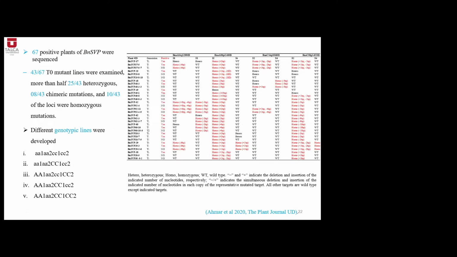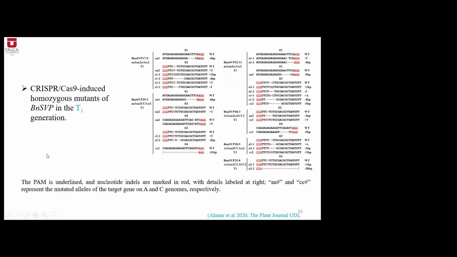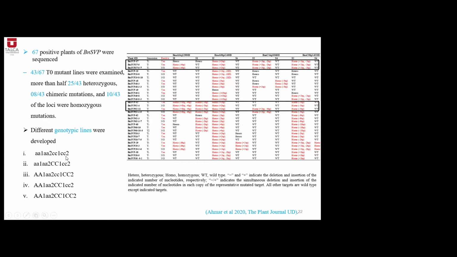After this, we did the Hytom. Then we observed that 43 out of 67 tDNA lines were examined. More than half are heterozygous, 8 are chimeric mutations, and 10 are homozygous mutations. What does this mean? You can see here this plant has 4 copies. You can see the quadruple mutant plant. It means the 4 copies are deleted from this plant.